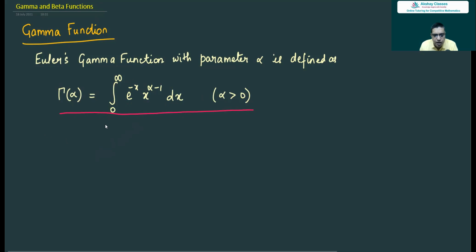Now, this integral frequently arises in applications in science and physics, advanced physics. So now we can very clearly see that the gamma function is an improper integral. So we have to discuss the convergence of the gamma function.